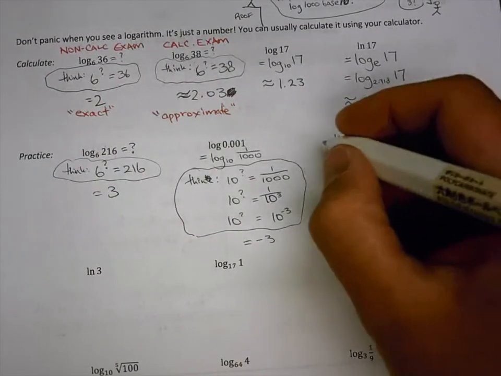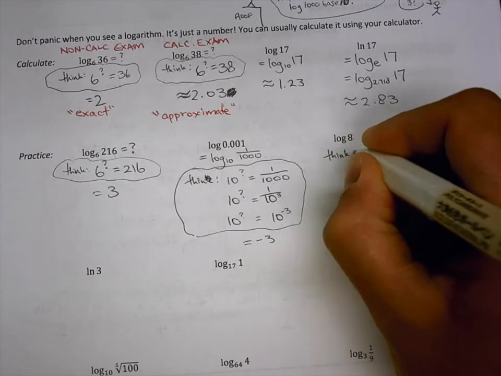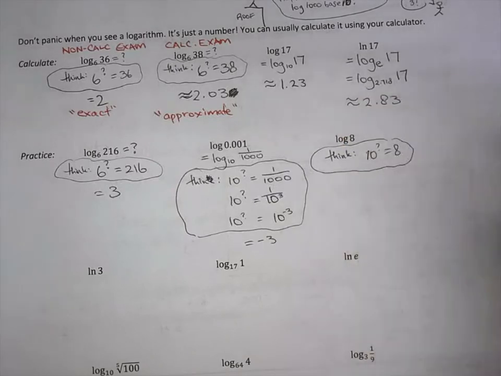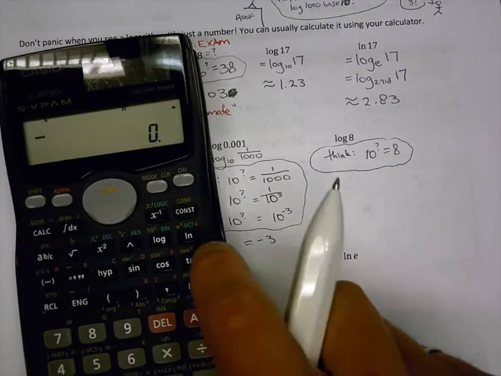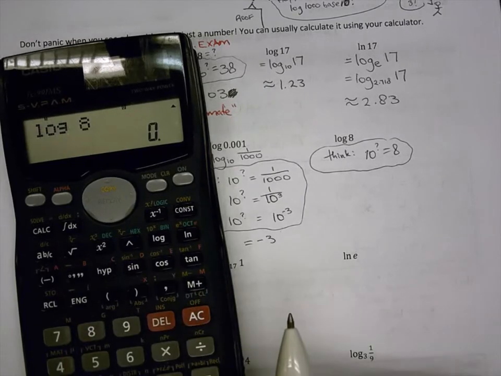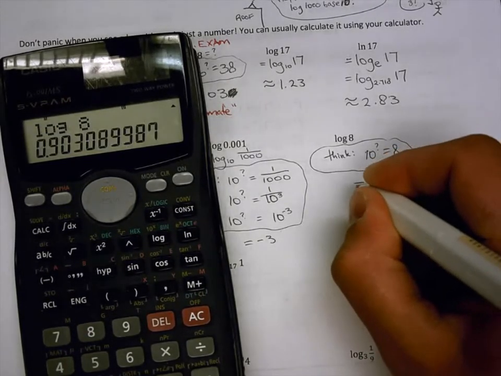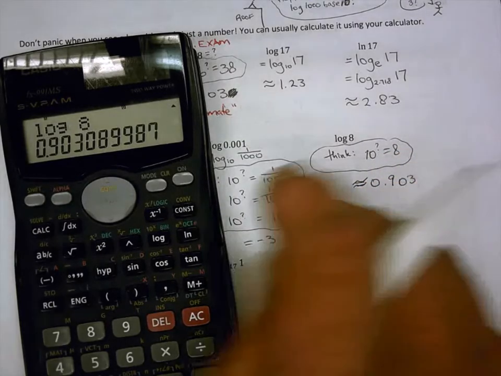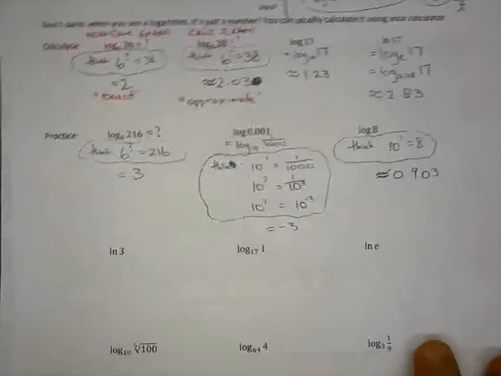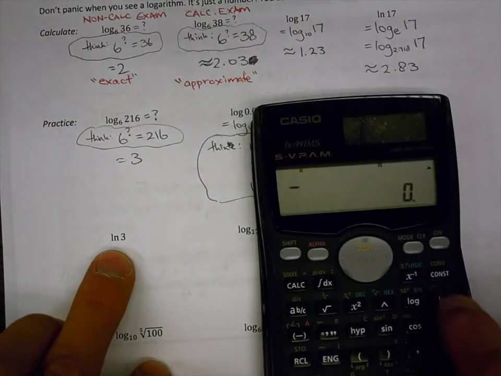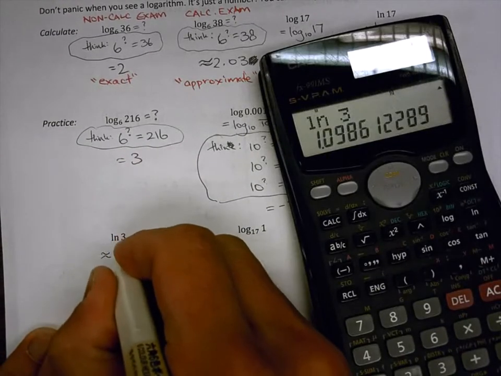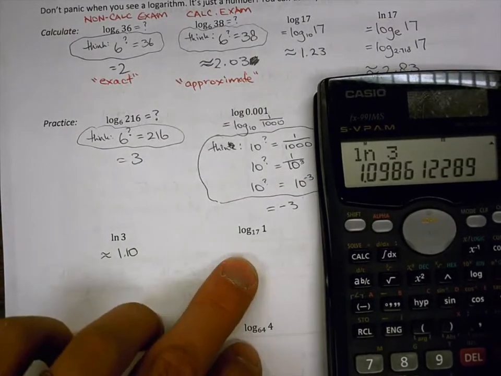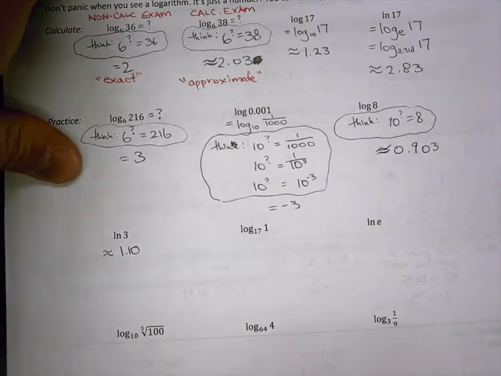Log base 10 of 8: if you want to think about it, this is 10 to the power of what gives me 8? Eventually you'll be able to look at that and say, there's no way I can calculate that myself. I have to use the calculator, log of 8, because I don't know 10 to the power of what. And the answer is approximately 0.903, 3 significant figures. Okay, ln 3, I just type into my calculator, 1.10, 3 significant figures.